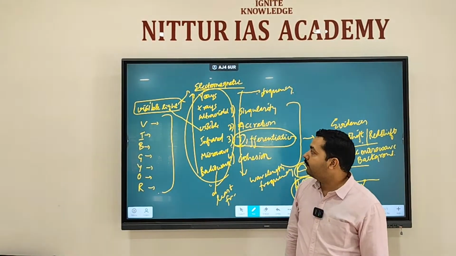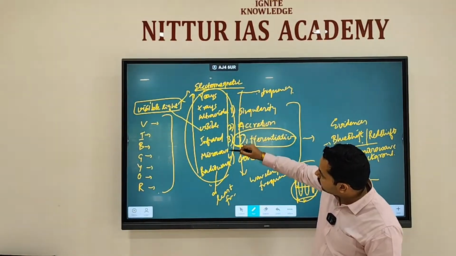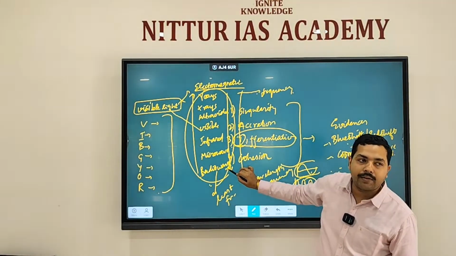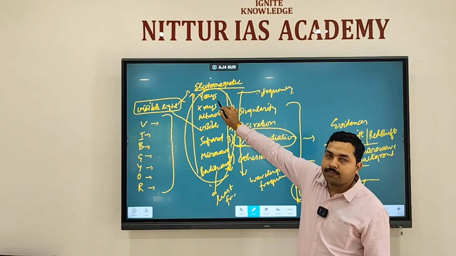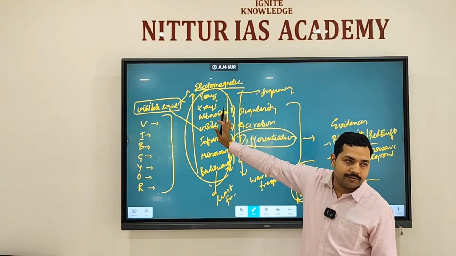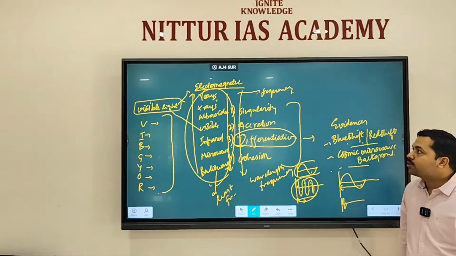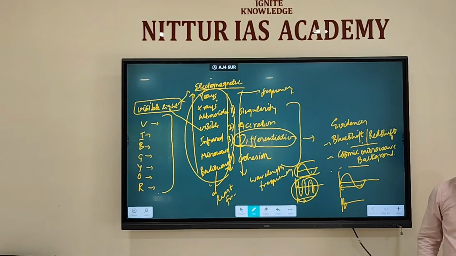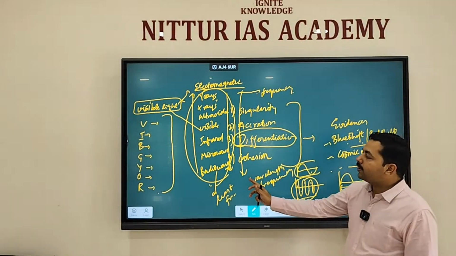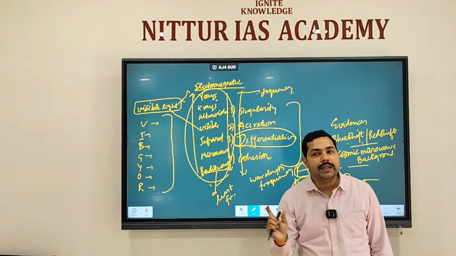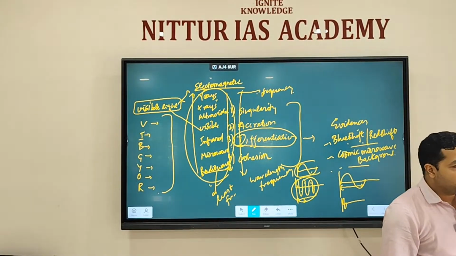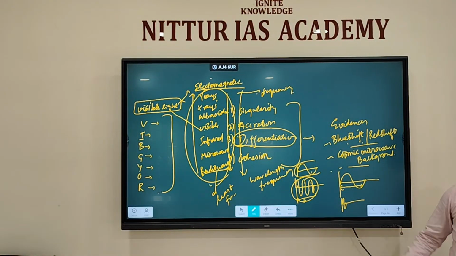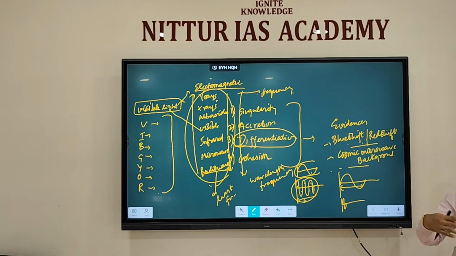Clear? And wavelength increases oppositely. Wavelength increases like this. Radio wave will have maximum wavelength, while gamma rays will have the least wavelength. Clear? Any doubt regarding this one? So gamma rays have maximum frequency, while radio waves have the least. Radio waves will have the least frequency, while radio waves have maximum wavelength, while gamma rays will have what?